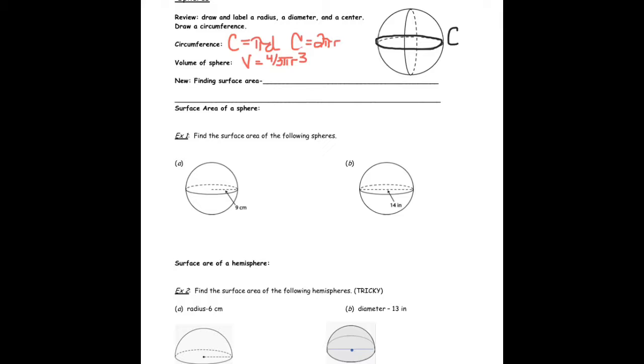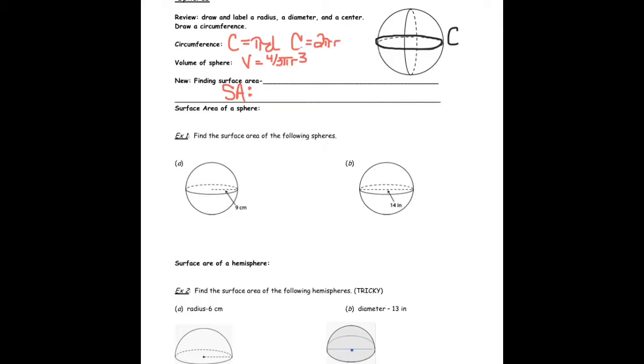So now we're going to talk about how to find surface area. So surface area, let's talk about what surface area is. When I think about volume and surface area, I think of Christmas, or like wrapping a present. Volume is the amount of stuff that you can fit inside of the box. Surface area is the amount of wrapping paper that it takes to cover the box.